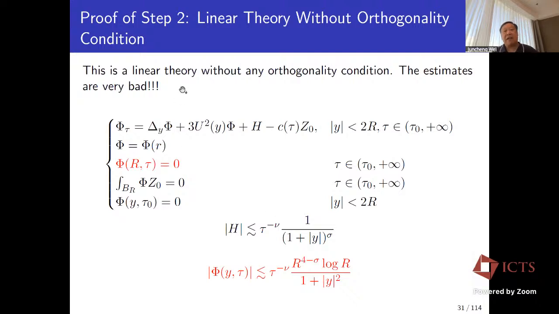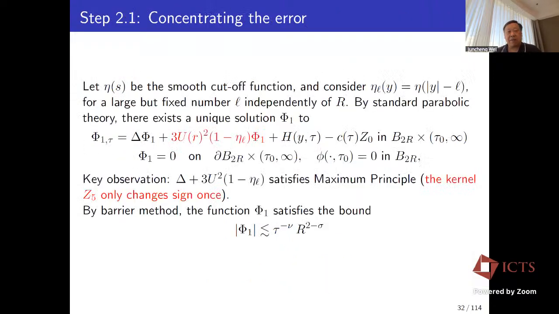So this is a linear theory without any orthogonality condition. So the estimates are very bad, but it's good for our use. This is our H, big H, and the solution we get, we lose, is basically like R squared, R to the 4 over y squared. This is how we built this solution.